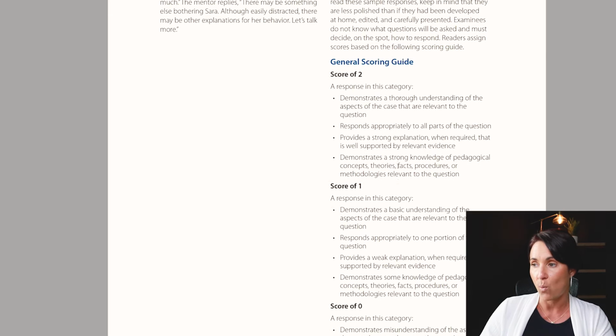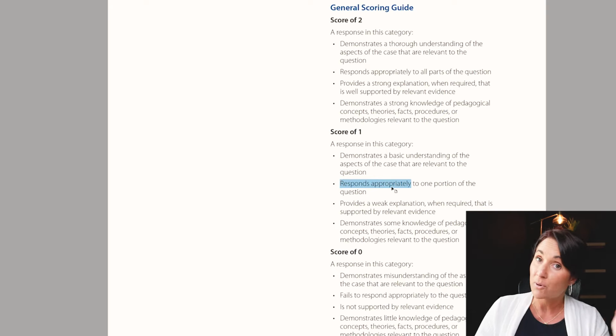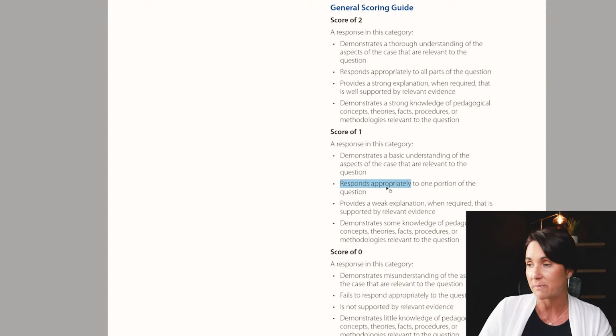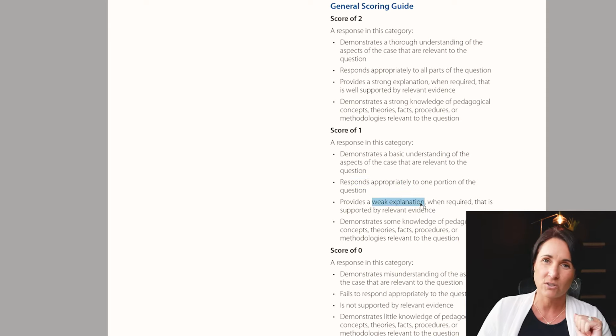Now let's take a look at a score of a 1. We have demonstrates basic understanding. We said that's not such a bad thing if you are a brand new teacher. Responds appropriately. Appropriate is good here. It's totally fine if you're responding appropriately. Provides a weak explanation. So maybe you kind of know what you're talking about, but your support is kind of weak. And then demonstrates some knowledge of pedagogical concepts. So maybe you know the basics of cooperative learning or group work, but you don't really understand how it can be used to enhance student-centered learning environments or something like that. So you understand the main concept, but you just don't elaborate on it as much as you should have.